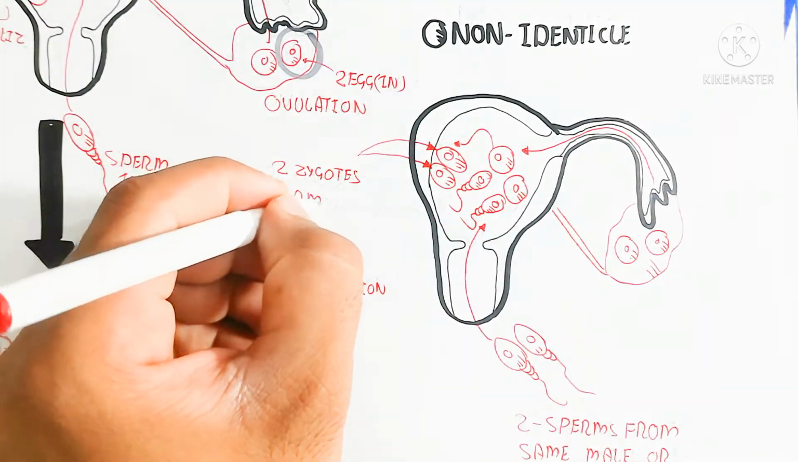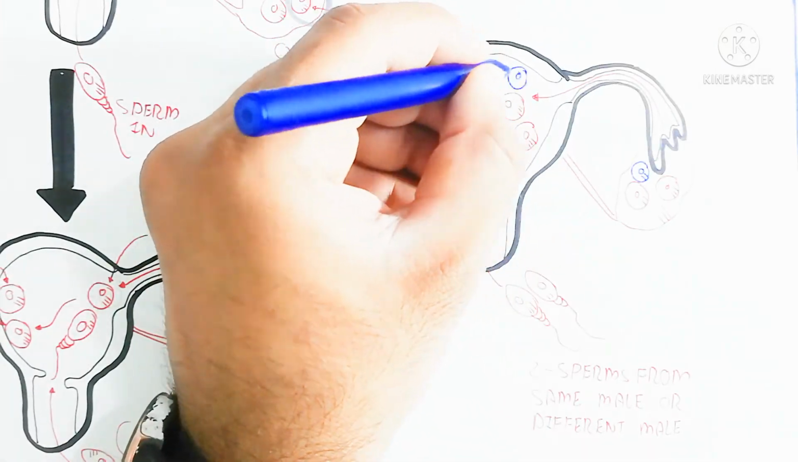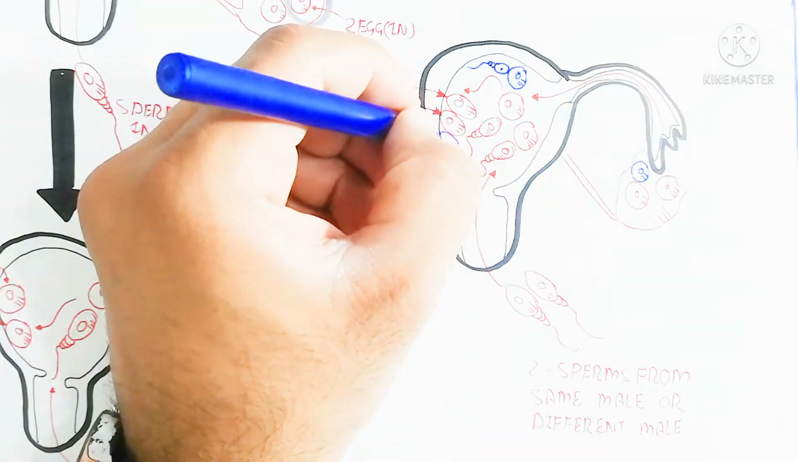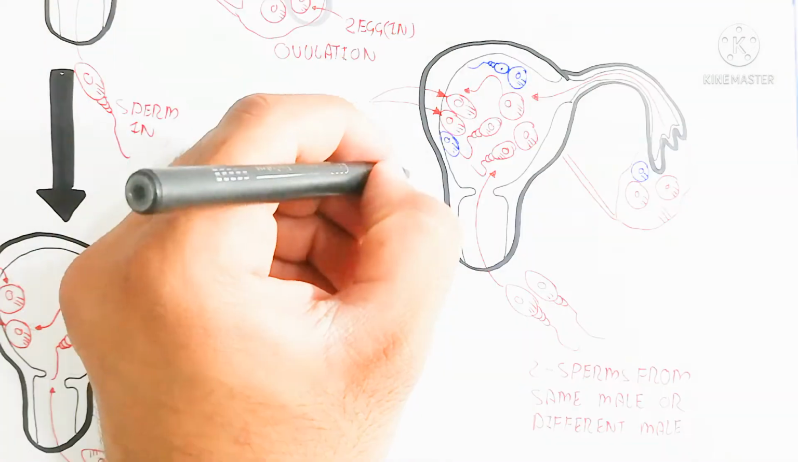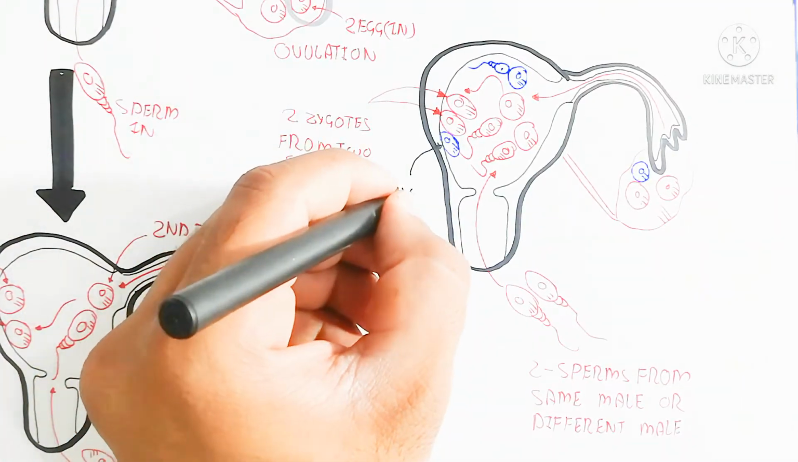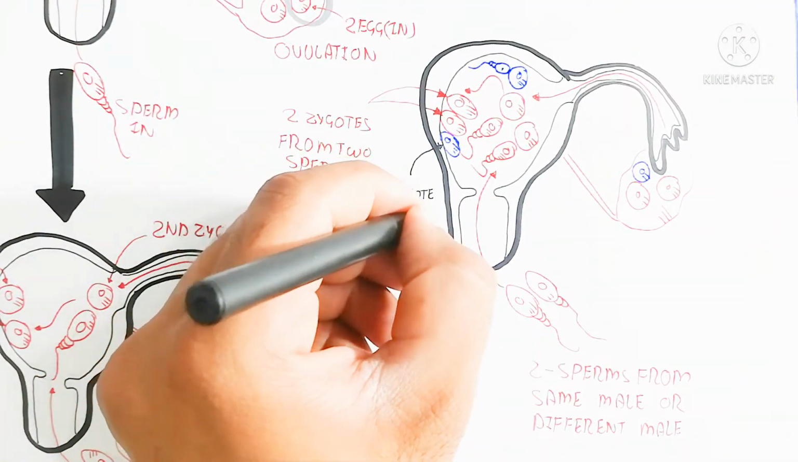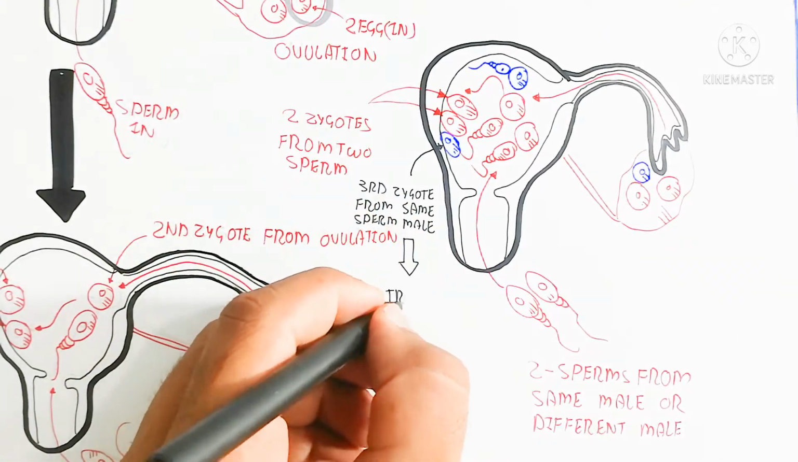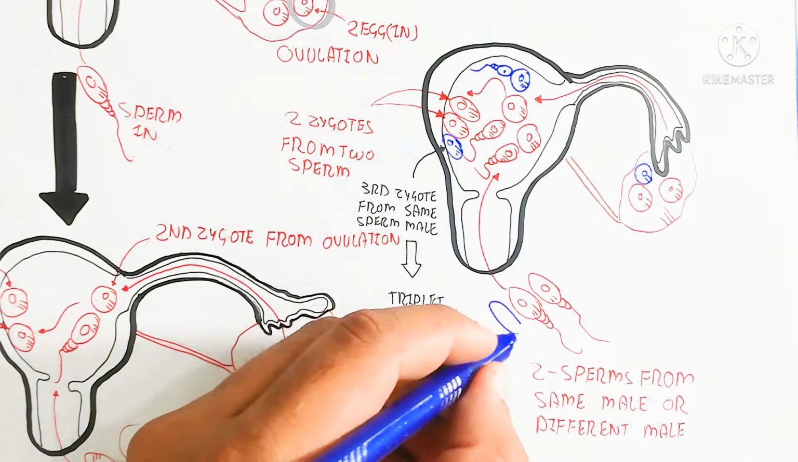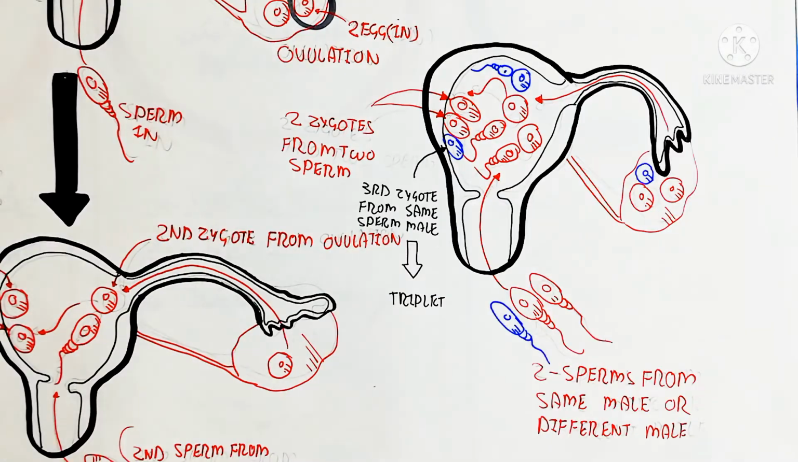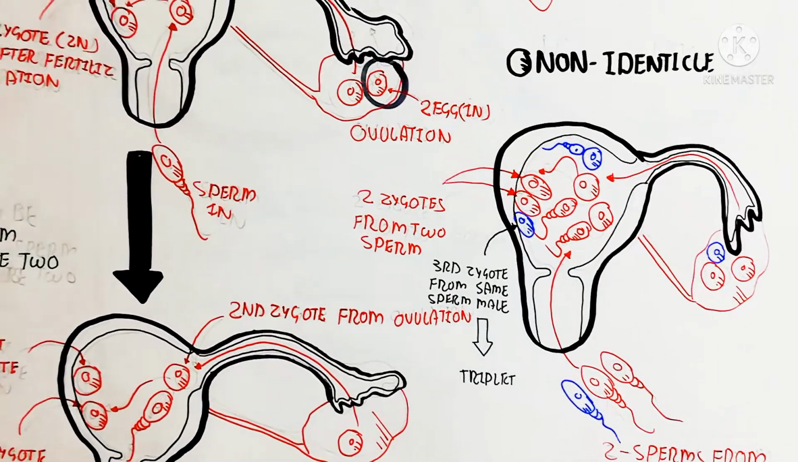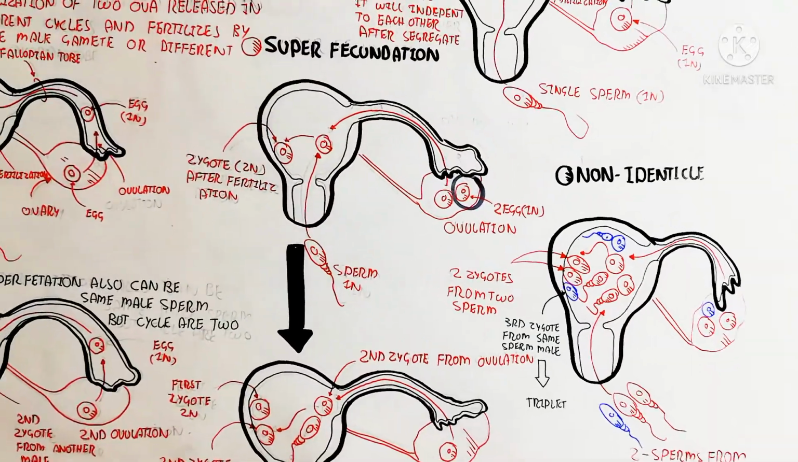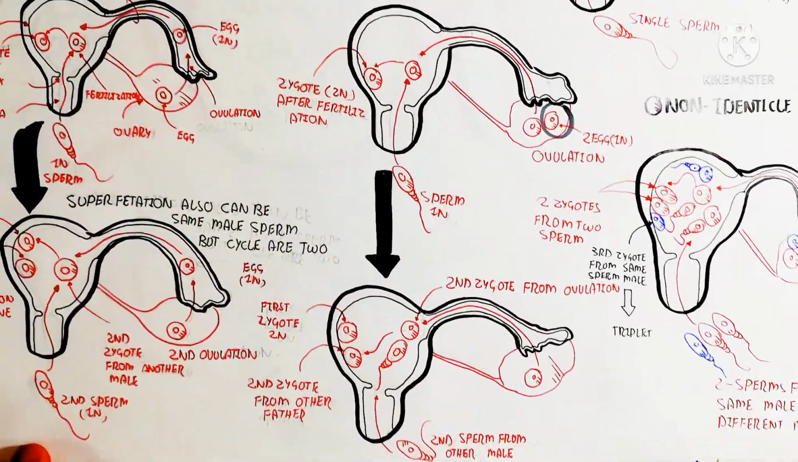But it is also possible to have a triploid, which I am showing in blue color, formed by fertilization through three sperms, and the resulting children can be two male and one female, or two female and one male, or something else. Each is different from the others because the genetic makeup is different, and triplets can also be formed.